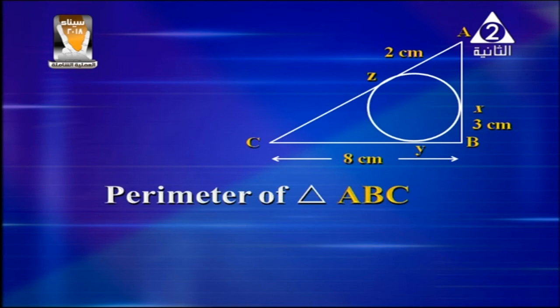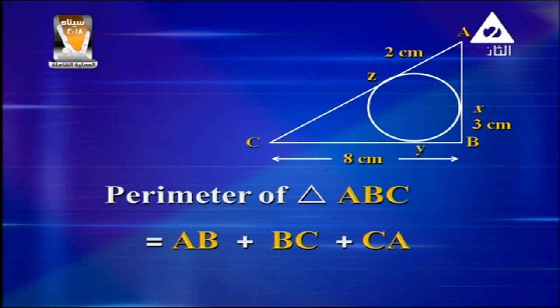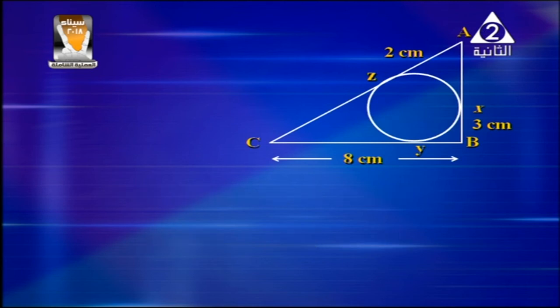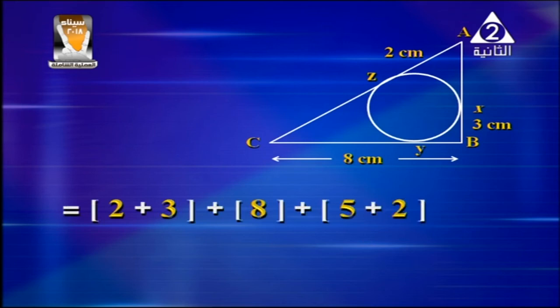Yes, that's correct. All of you know that the perimeter of any triangle is the sum of the lengths of its sides. So the perimeter of triangle ABC equals AB plus BC plus CA. What about AB? It is 3 plus 2 centimeters. So instead of AB, we can write 2 centimeters plus 3 centimeters, plus BC, which is 8 centimeters, plus AC, which is 5 centimeters plus 2 centimeters, to obtain a perimeter of 20 centimeters.